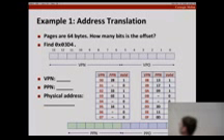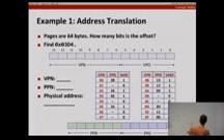Okay, so what is our address? Our address is 03D4, so how do we fill in? We've realized that this is the VPO and the VPN. Okay, so I want to fill in the bits of this address. What are the bits of this address?